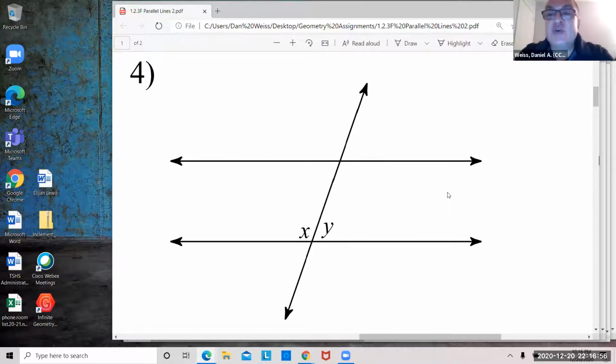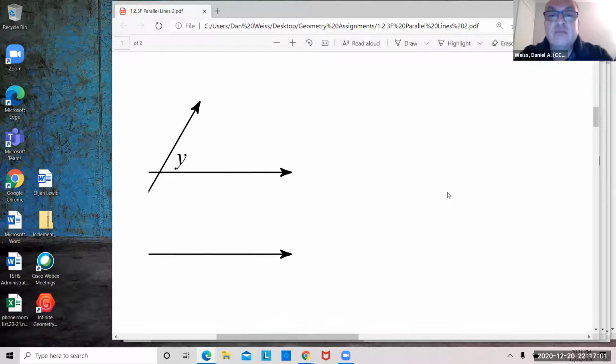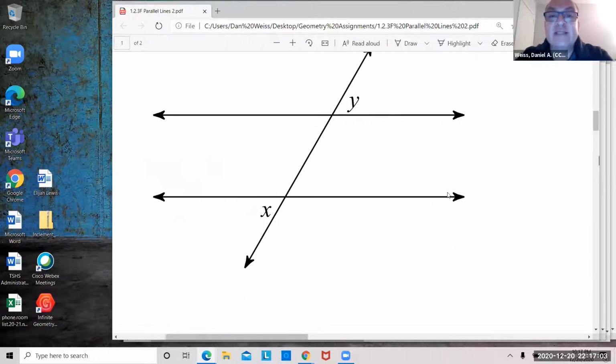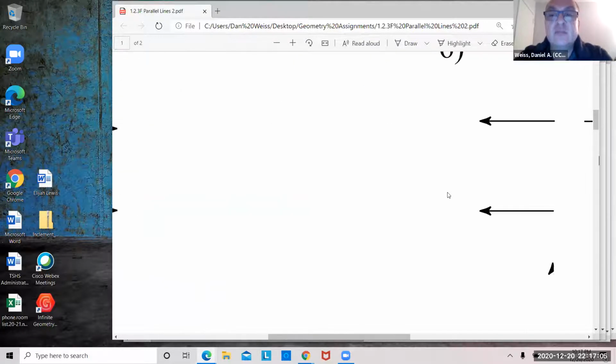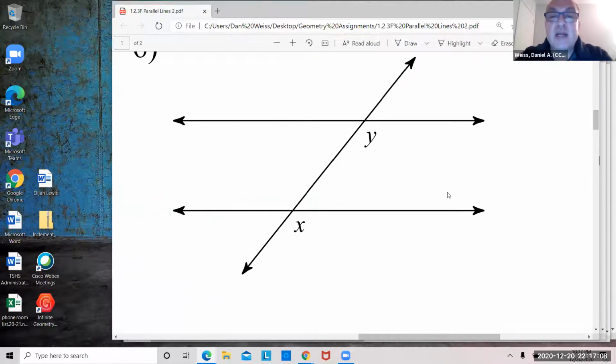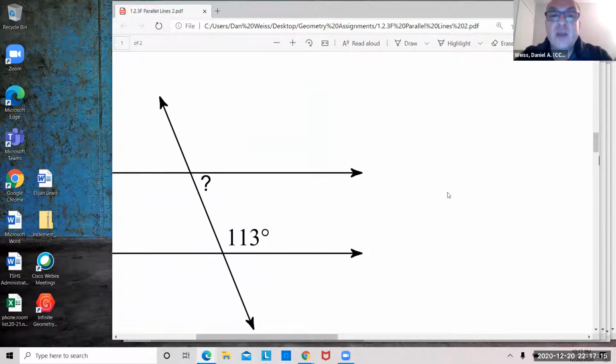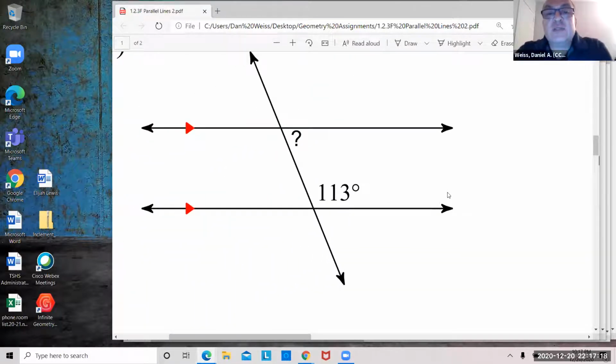These are next to each other. They're called adjacent angles. These are alternate exterior angles. These are corresponding angles. Y is in the bottom left, X is in the bottom left, corresponding angles. What's the question mark? Well, 113 plus question mark equals 180. So you got to do 180 minus 113. That gives you 67.